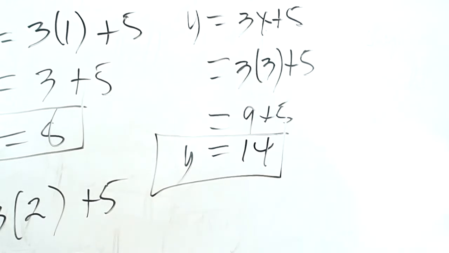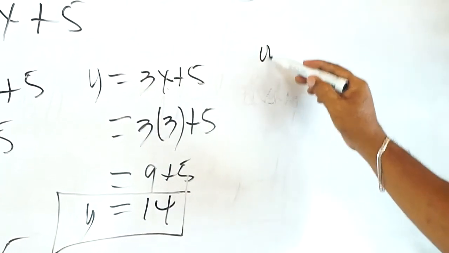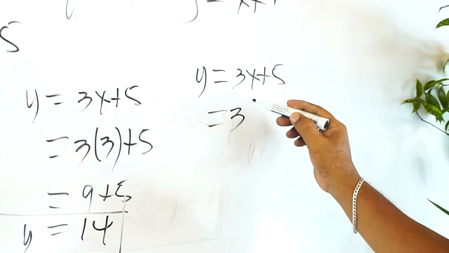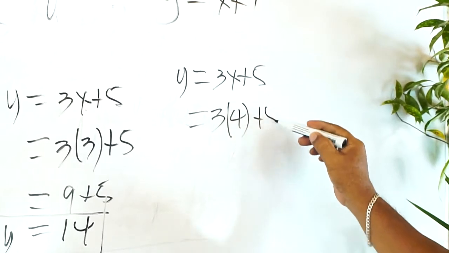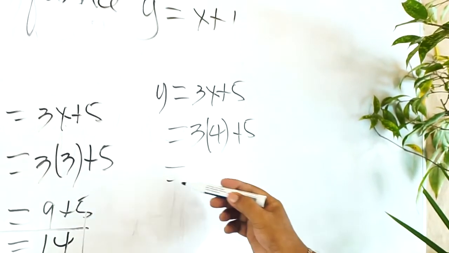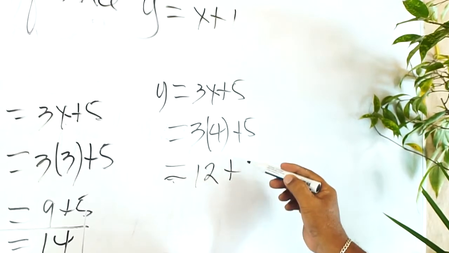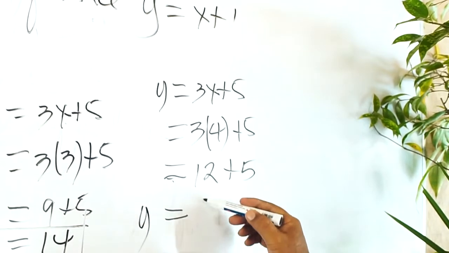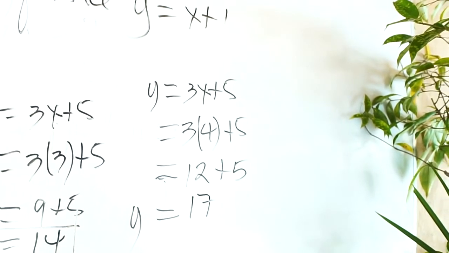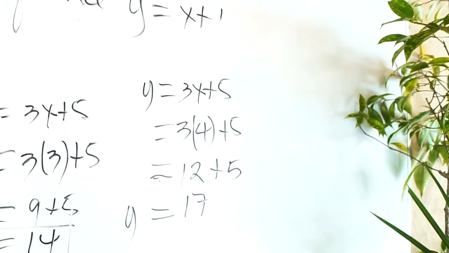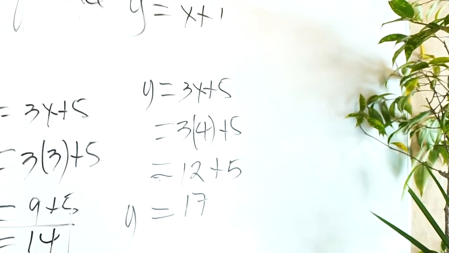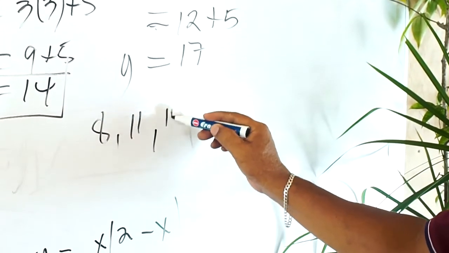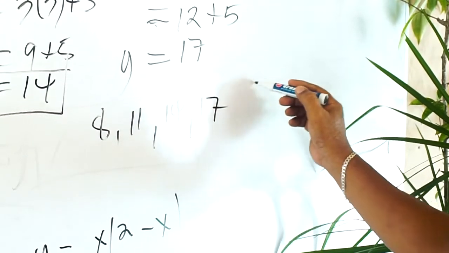Then last, the fourth term. Okay, so y is equal to 3x plus 5. So 3 multiplied by 4, then plus 5. So 4 times 3, the product is 12, plus 5. So the fourth term is equal to 17. So therefore, the first four terms of the sequence 3x plus 5 are 8, 11, 14, and 17.